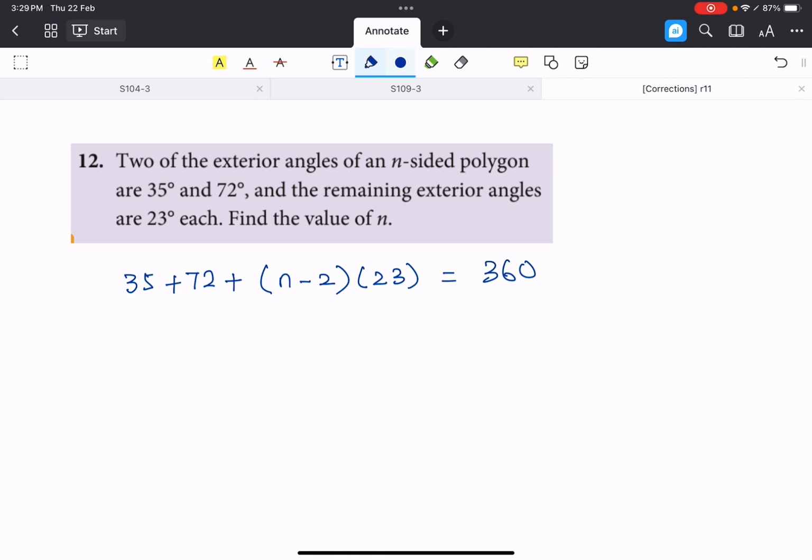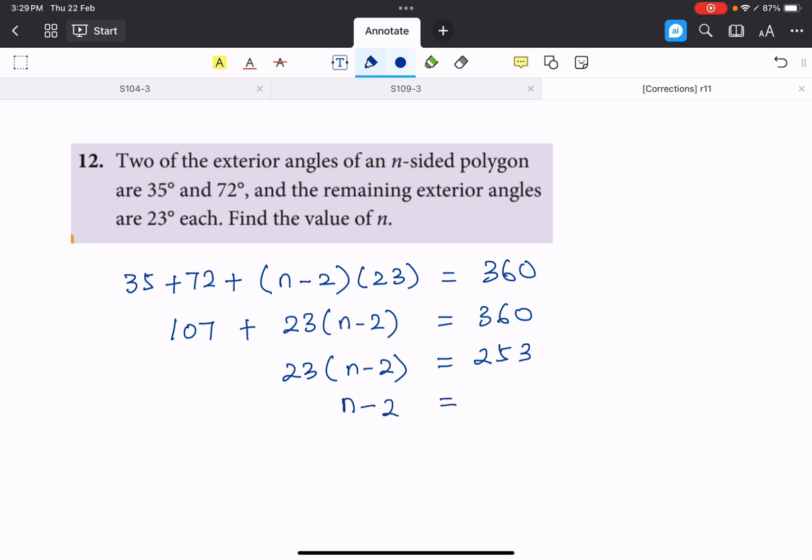Okay, so let's simplify this. 35 plus 72 is 107 plus, okay, I can write this in this manner, it's cleaner, right? Put 23 in front. 360. That means 23 times (n minus 2) is equal to 360 minus 107. That gives us 253. And then if I divide this by 23, it is 11. That means n minus 2 is equal to 11. n equals 13. All right.